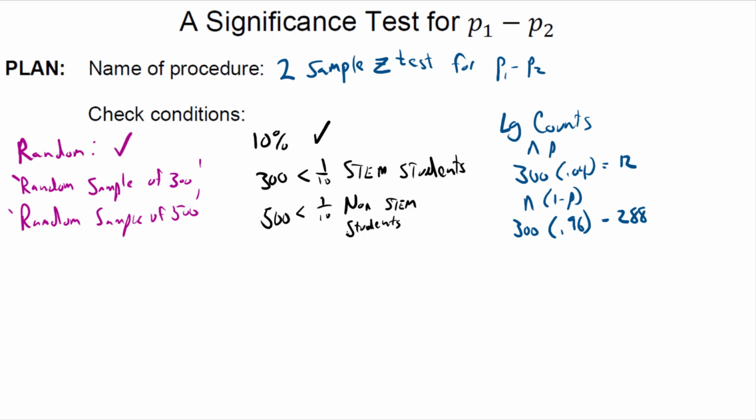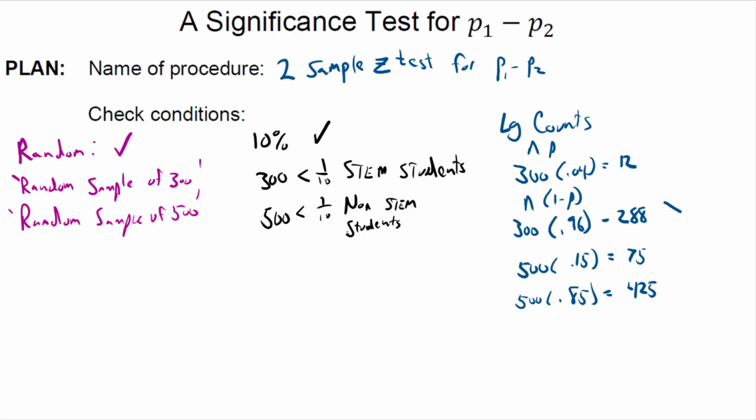Now we're going to do it for our second sample as well. So we're going to need to take 500 times 0.15. Now we're going to take 500 times 0.85. All right, so 500 times 0.15 should give us 75, and times 0.85 should give us 425.